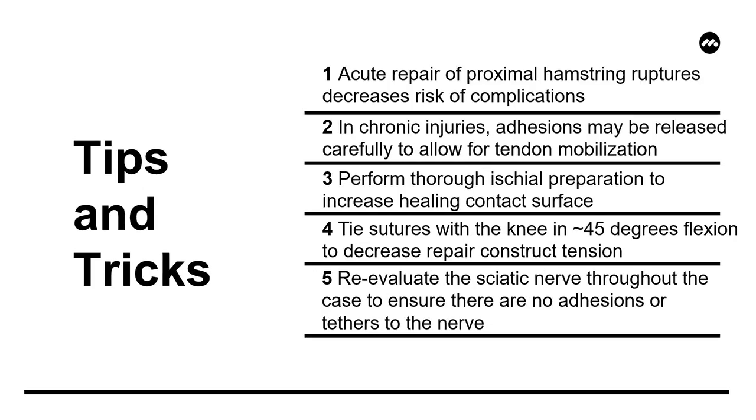Some tips include performing repair early to minimize complications, and in chronic cases, taking care to release adhesions on the tendon or nerve. The ischial preparation should be thorough to increase the contact surface of healing. Sutures should be tied in 45 degrees of knee flexion to decrease repair tension, and again, evaluation of the sciatic nerve should be performed throughout and at the end of the case.